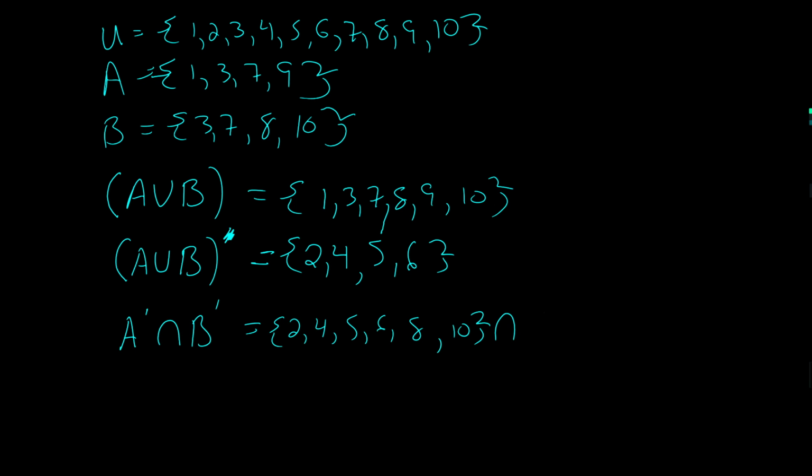I'm going to AND that with the things that aren't in B, which are 1, 2, 4, 5, 6, 9. And so when I AND these, let's see, they both have 2, they both have 4, they both have 5, and they both have 6.